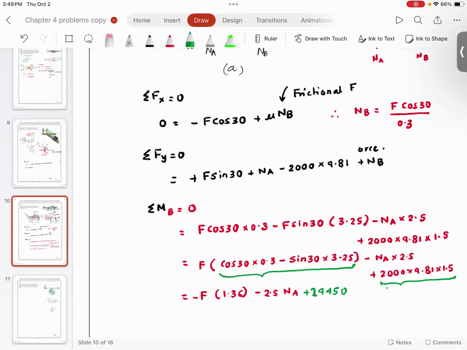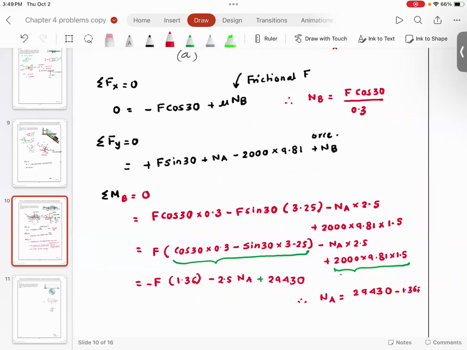29,430, right? Now, what I can do is I can find out NA is equal to 29,430 minus 1.36 F, divided by 2.5. You agree with me?